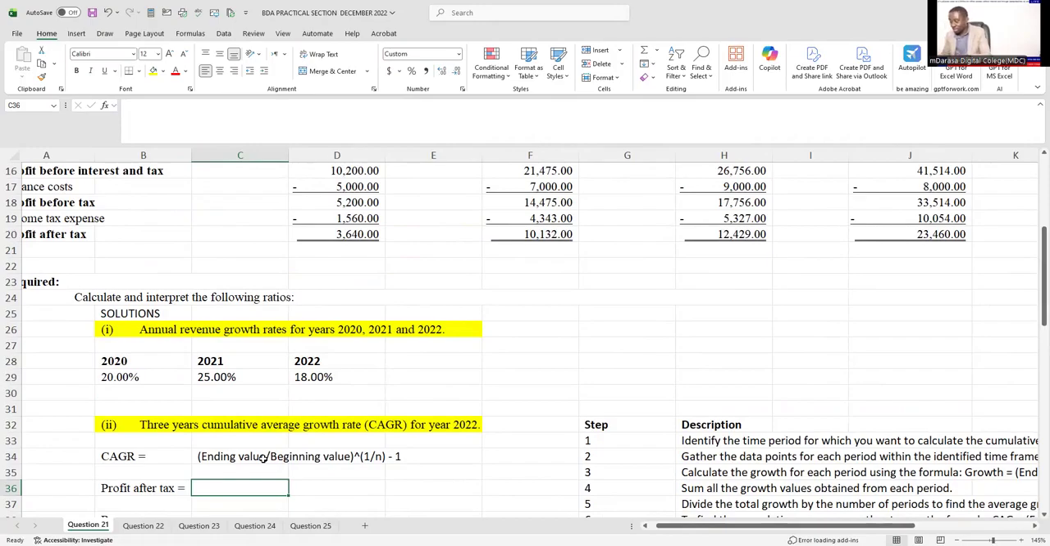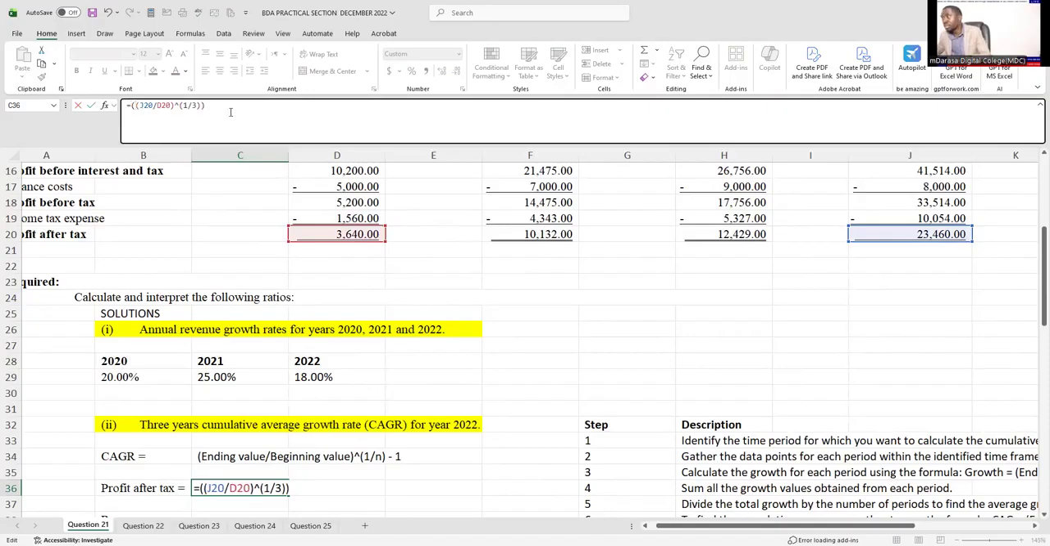So in this case, equal sign, bracket, ending value is 2022, divided by the beginning value, that is what you're having. In this case, we need to raise this. That is 3 years cumulative average, yeah? So we're doing 1 over 3. In this context, I close all.